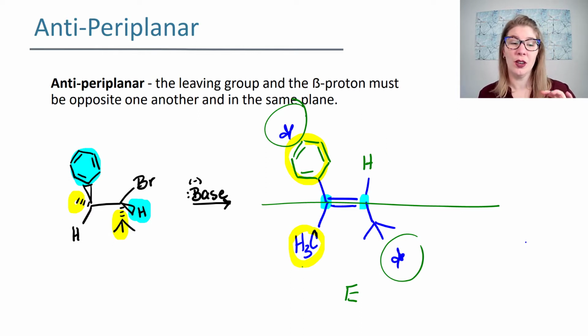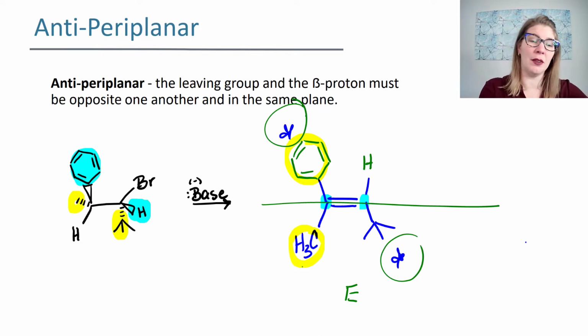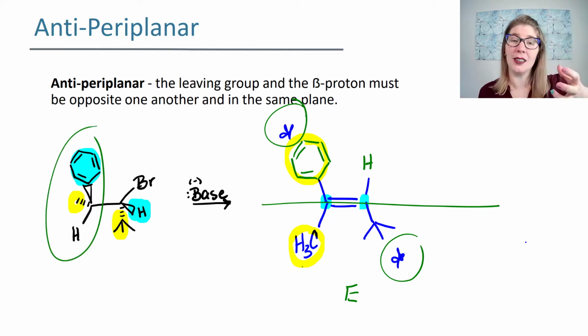In order for you to get the Z alkene, you would have had to have this side of the molecule rotate so that the hydrogen was pointing more upward. But if that were to happen, then your leaving group and your beta proton would no longer be antiperiplanar. So it wouldn't be possible.